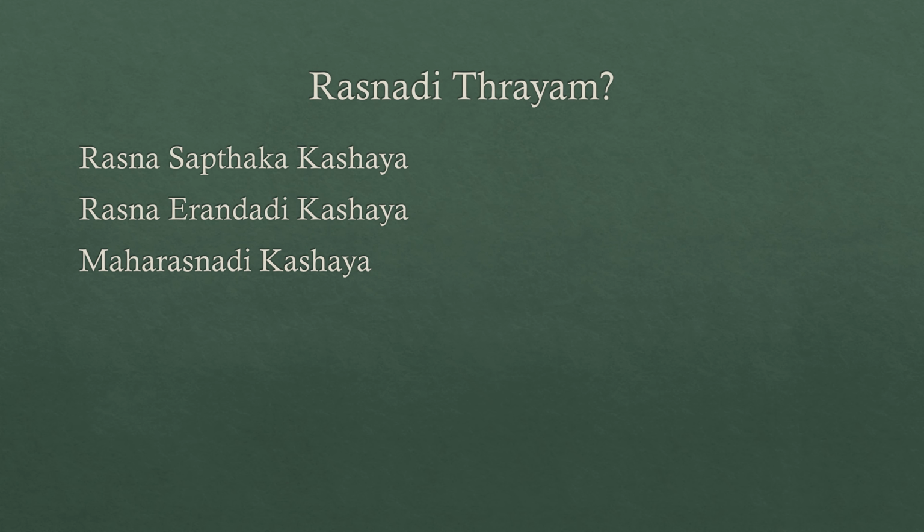What are those three important kashayas that come under Rasnadithrayam? Rasnadithraya refers to three classical Ayurvedic kashayas centered around Rasna, or which start from Rasna, and are primarily indicated in Vata Vyadhi, especially in musculoskeletal and neuromuscular diseases. Though widely prescribed, that is Rasna Saptaka kashayam, Rasna Erandadi kashayam, and Maha Rasnadi kashayam, their specific therapeutic focus and depth of action differ significantly.